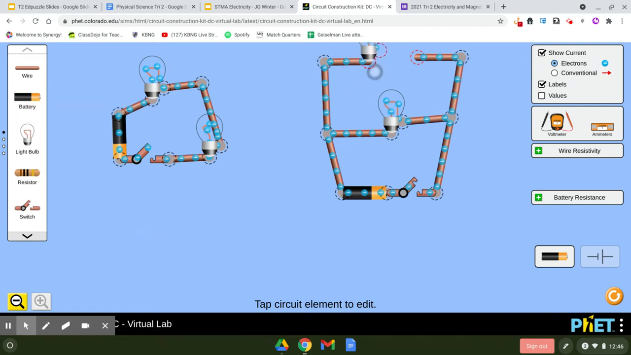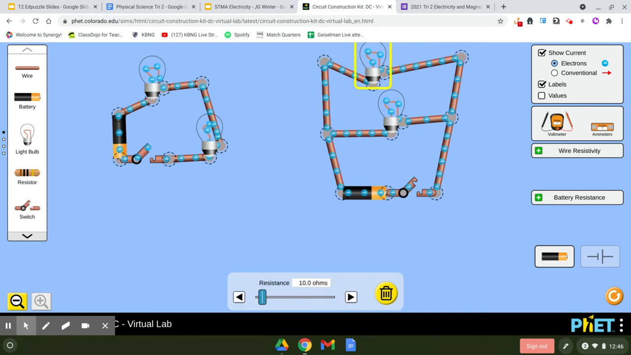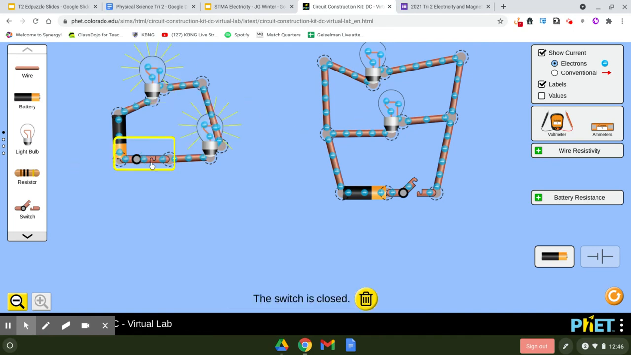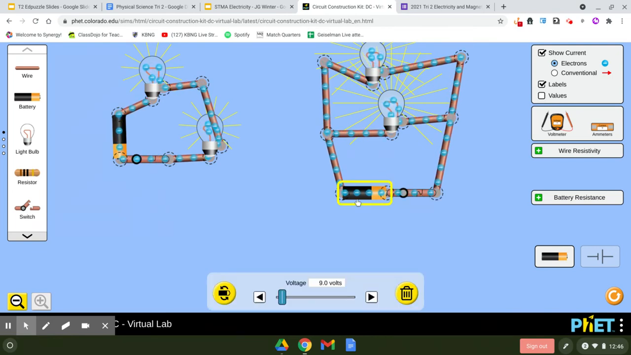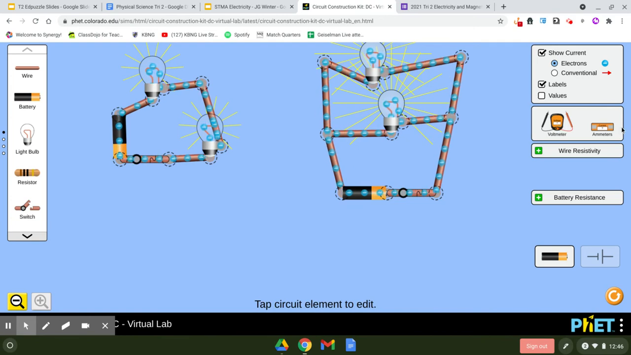So when we add this light bulb, even though it's the exact same resistance, 10 ohms, as the others, these lights are not dimmer like in the series circuit. That is because each pathway gets the same voltage. They both get the whole 9 volts. That means the current passing through them will be quite a bit higher than over here.